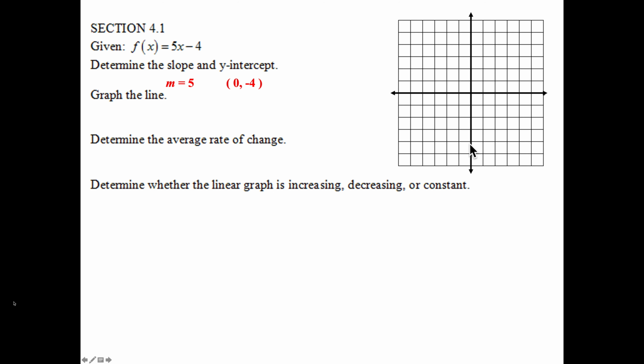We can plot the y-intercept. We can count up 5 and to the right 1, plot our points, draw your line. All right, so that's graphed. Remember, what is the average rate of change again? That is the same as slope. So if they throw this out in a word problem, you know that it's the slope.